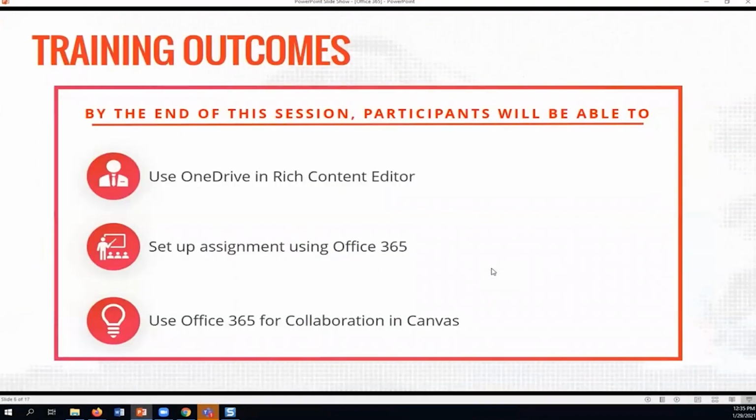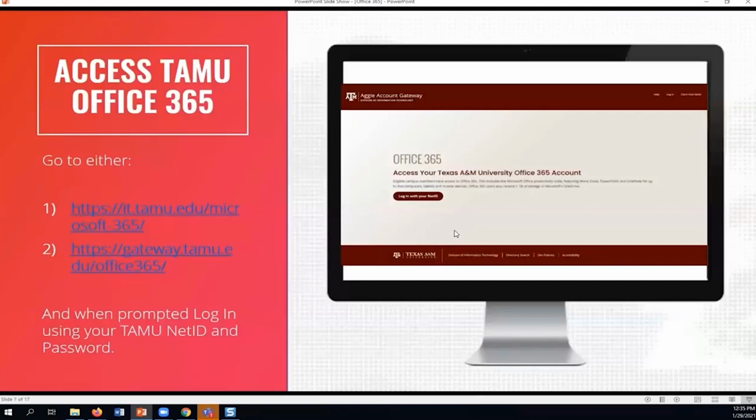By the end of this training, you should all be able to use OneDrive in your rich content editor, set up your assignment using Office 365, and also use Office 365 for collaboration in Canvas. And we're going to talk about how you can do each of these in this training. So stick around.